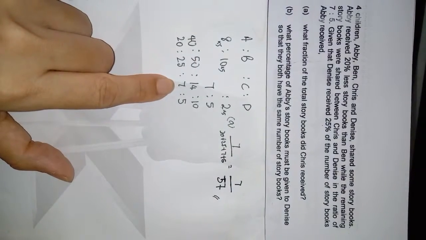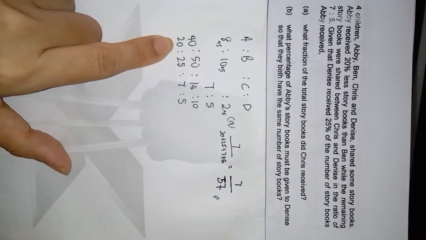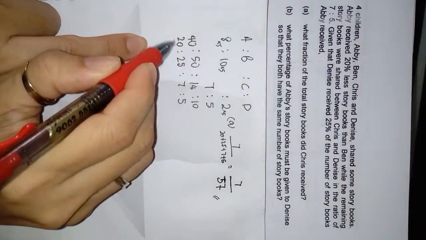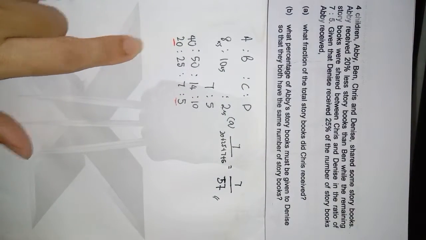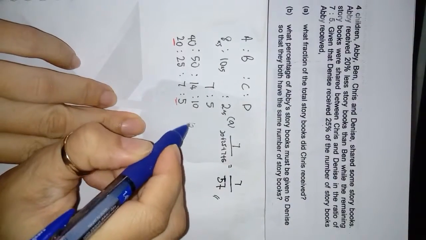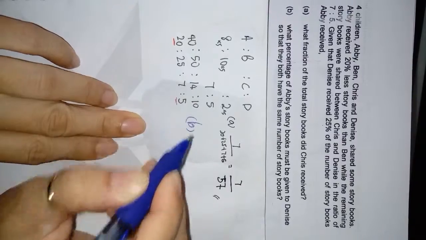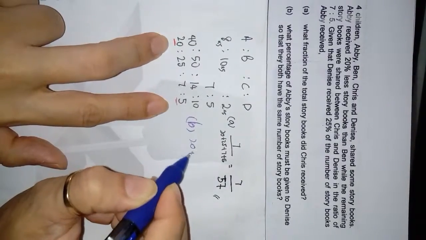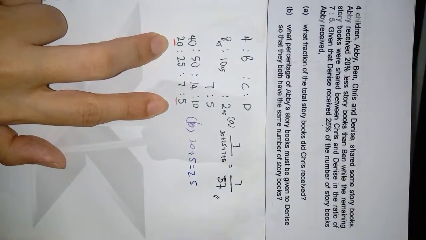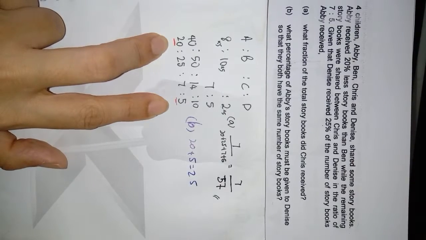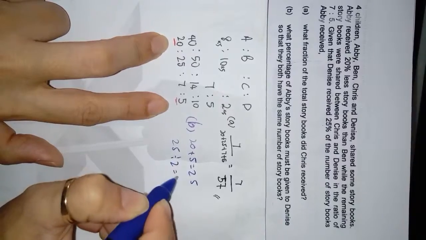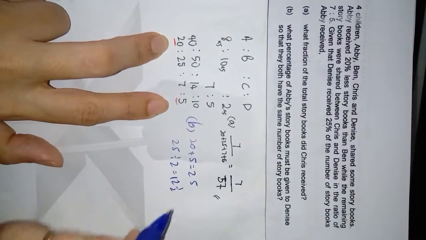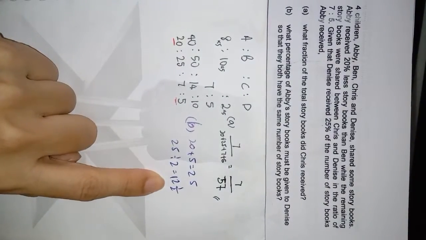What percentage of Abby's storybooks must be given to Dennis so that they have the same number? How to make them the same number? 20 plus 5 is 25. Divide by 2, you get 12 and a half.